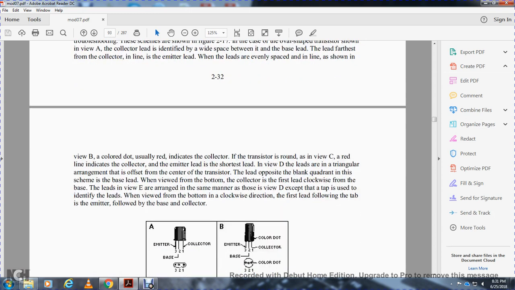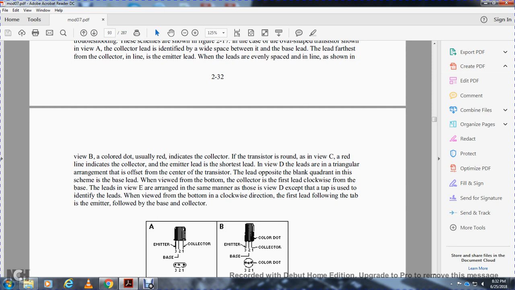In view B, the leads are evenly spaced in line; a color dot, usually red, indicates the collector. With the round transistor in view C, a red line indicates the collector, and the emitter lead is the shortest lead. In view D, the leads are in a triangular arrangement, offset from the center of the transistor, opposite the blank quadrant in the scheme. The base lead is at the bottom, next to the collector. The first lead is clockwise from the base.